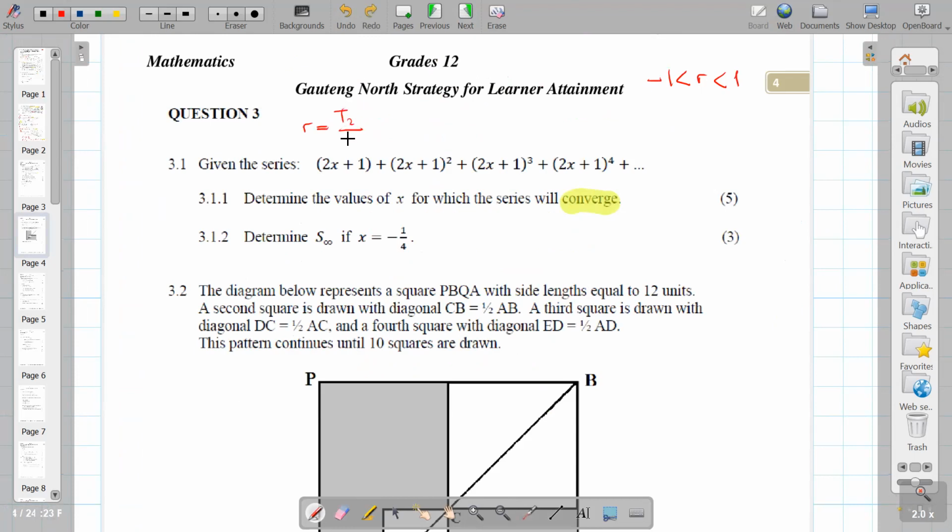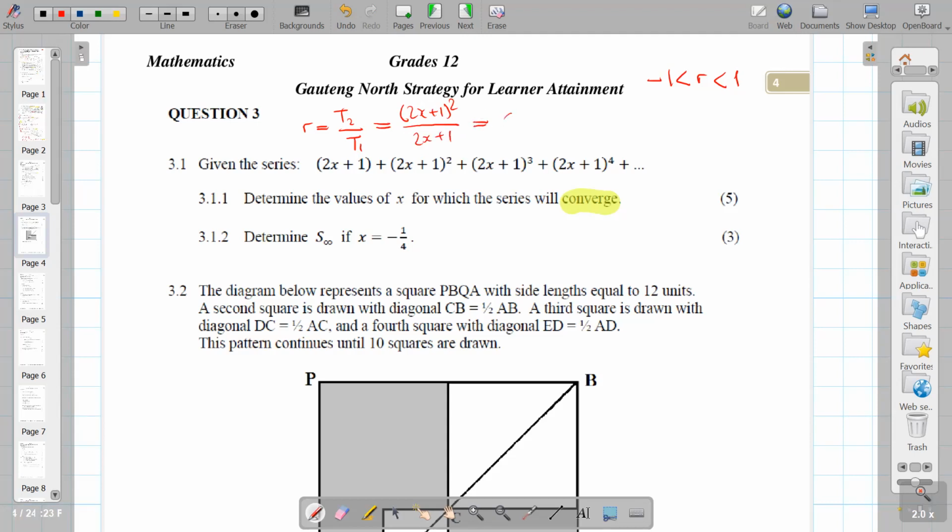You shouldn't keep writing T2 over T1 is equal to T3 over T2 is equal to T4. You don't need to write it. We just need R in terms of x. I'm not looking for any missing term. So let's just see what's happening here. The second term is (2x plus 1) squared, and the first term is actually 2x plus 1.